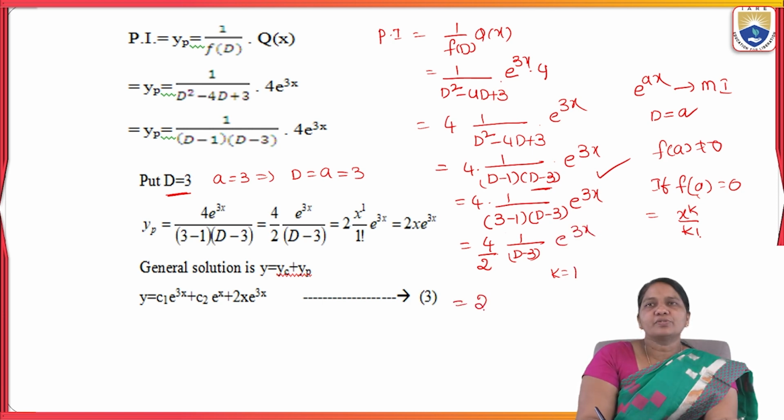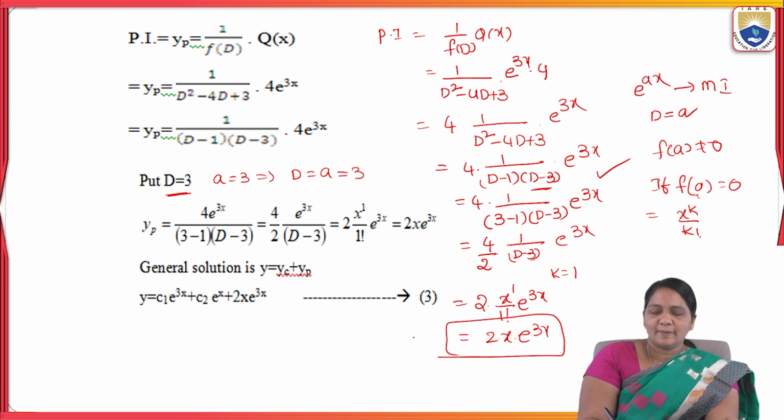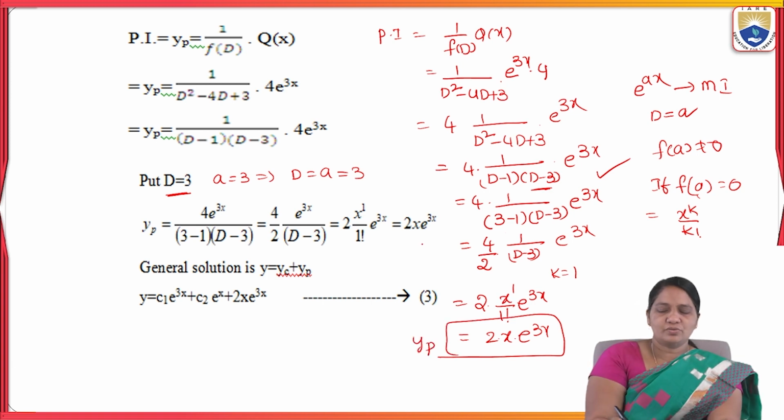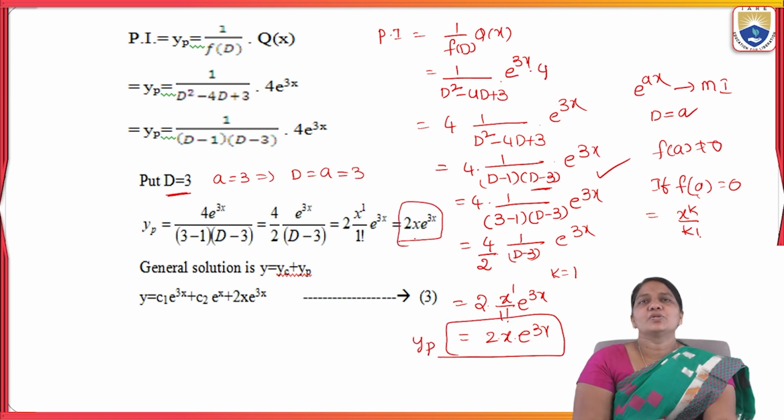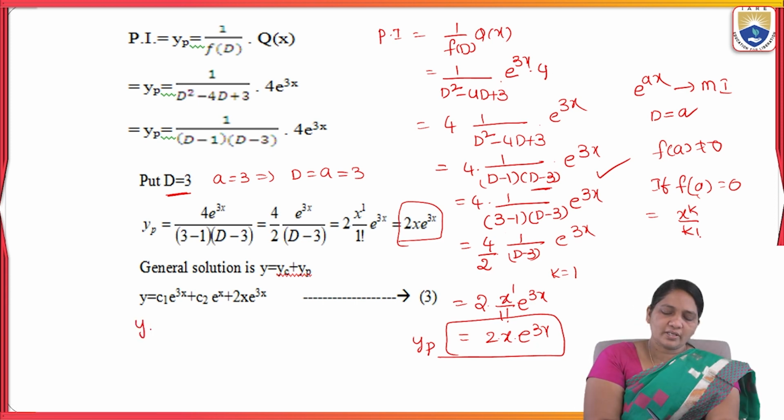So 4 by 2 is 2. Here the k value is 1, which means x power 1 by 1 factorial e power 3x. So finally 2 into x into e power 3x. This is the value of the particular integral. So the yp value is 2x e power 3x. Already we calculated the yc value, which is c1 e power 3x plus c2 e power x.